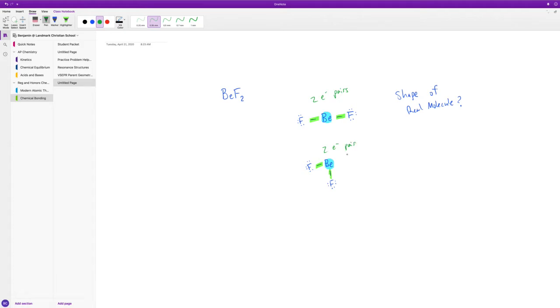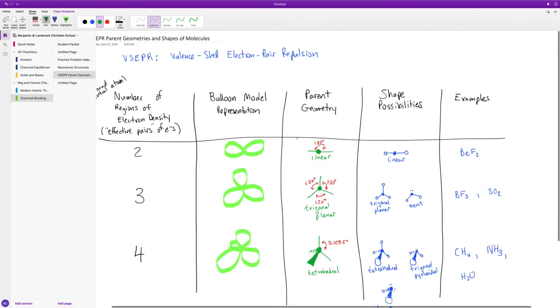So according to VSEPR, there's only one thing that can happen. It will be a linear molecule. It must be a linear molecule because these electron pairs, they repel. And when they repel, they get as far away from each other as they can. So if they happen to be kind of close, we can imagine that there's some repulsion between those two. The negative charges repel, and they get as far away from each other as they can. And so what results is this linear shape.